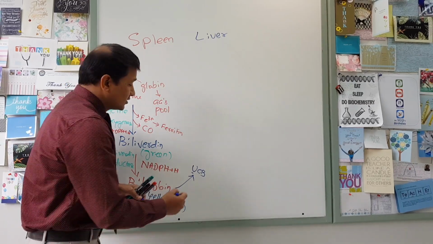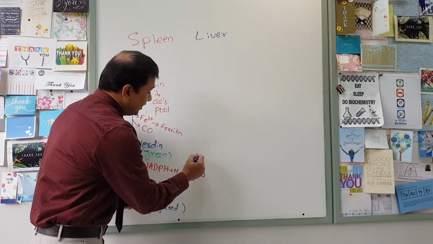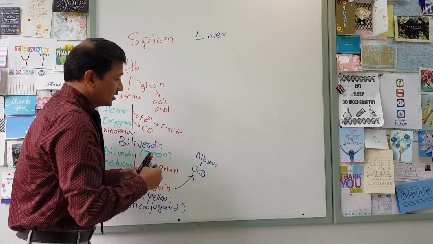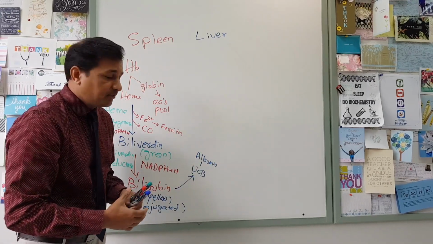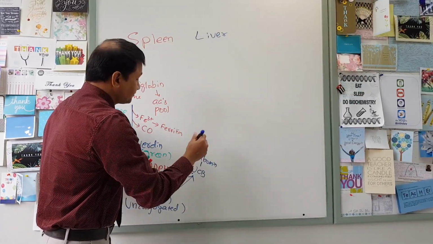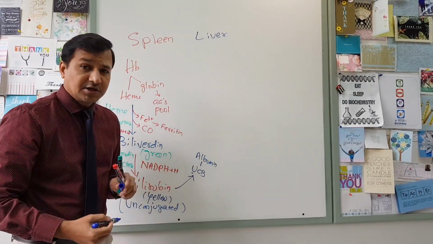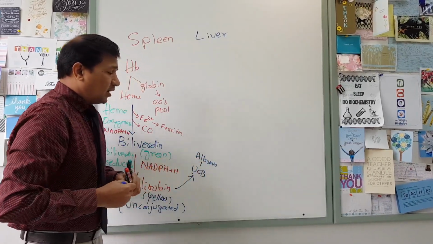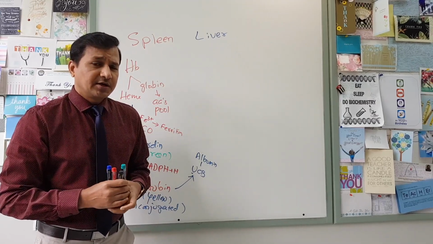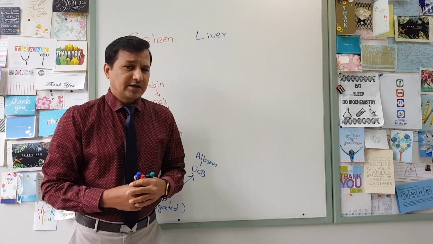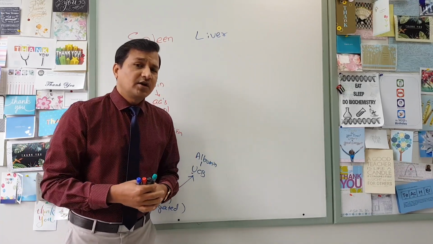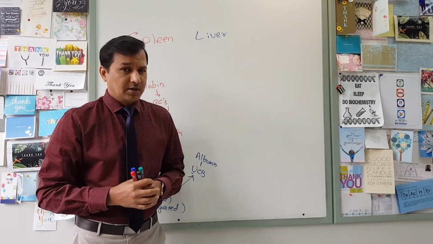This unconjugated bilirubin will bind with albumin in the blood, because albumin keeps it in soluble form. So unconjugated bilirubin binding with albumin will be taken to the liver. That is the transporter of unconjugated bilirubin in the blood. Also note that albumin has two binding sites for unconjugated bilirubin. One is a high affinity binding site, which has a capacity to bind up to 25 milligrams of unconjugated bilirubin per 100 ml of blood.